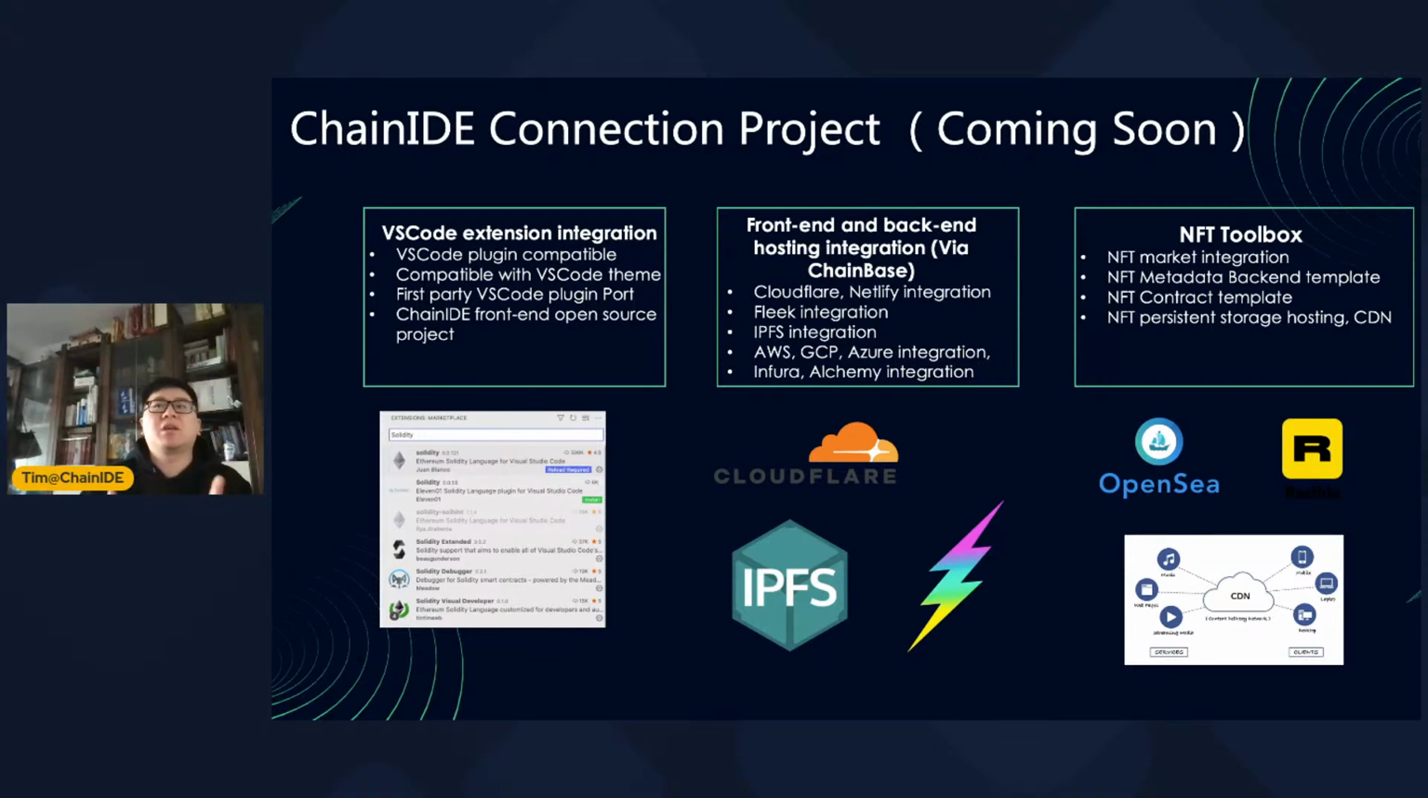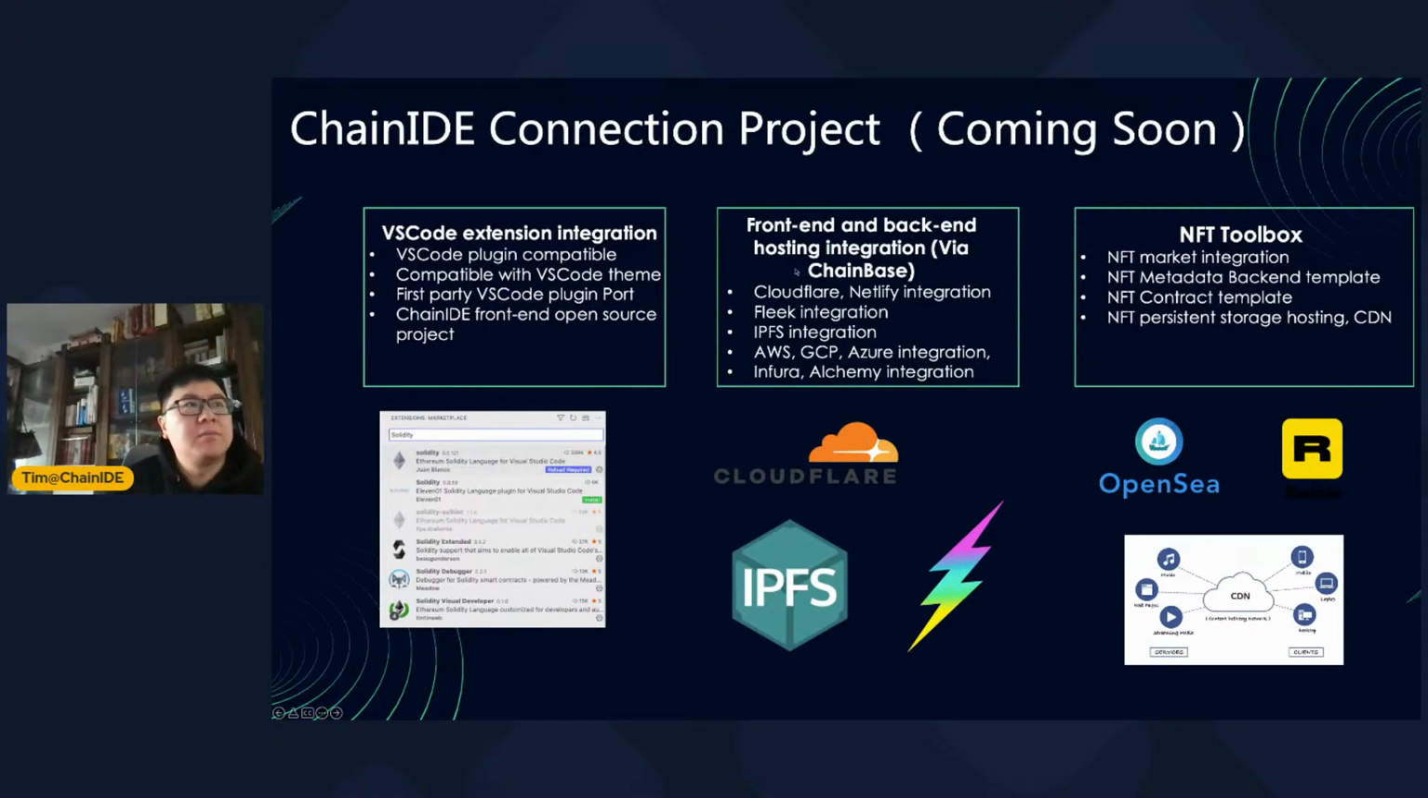So we want ChainIDE to connect to different applications in both Web2 and Web3. It will become a kind of bridge between Web2 and Web3. First is the VS Code extension integration, as I just mentioned. ChainIDE currently has a plugin system, but it was written in ChainIDE format, and we're now trying to provide support for VS Code extensions. Which means that all these plugins and extensions can be directly used in ChainIDE in the future.